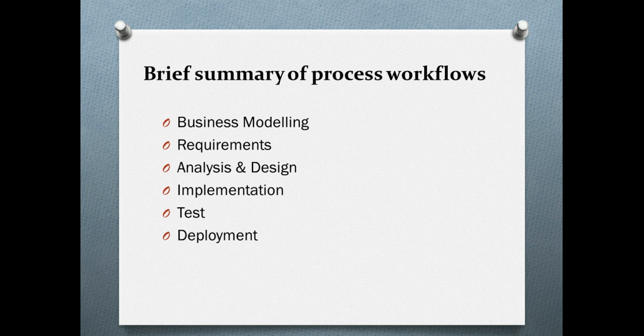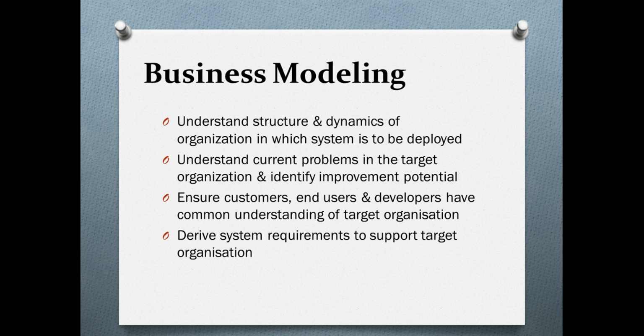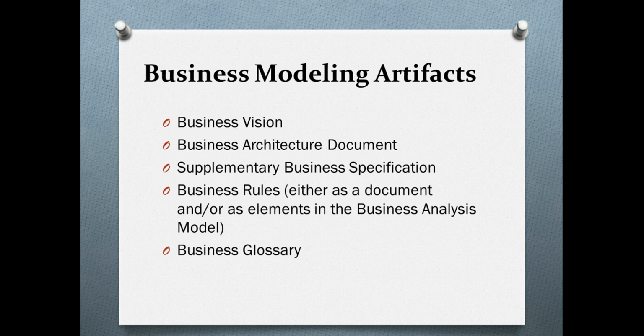A brief summary of the process workflow is business modeling, requirements, analysis and design, implementation, test, and deployment. We already talked about this when we discussed the graphical image. So business modeling: what do we do in business modeling? Understand the structure and dynamics of the organization in which the system is to be deployed, understand current problems in the target organization, and identify the improvement potential. Ensure customers, end users, and developers have a common understanding of the target organization, and derive system requirements to support the target organization. So these are the modeling areas. This is what we do in business modeling, basically.